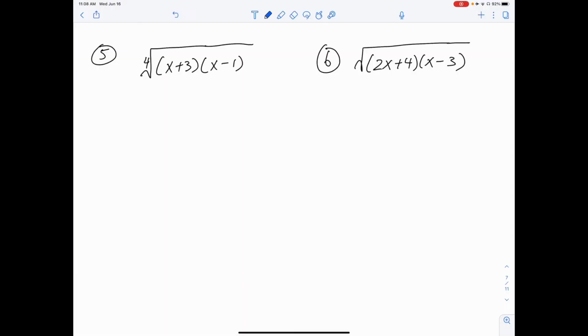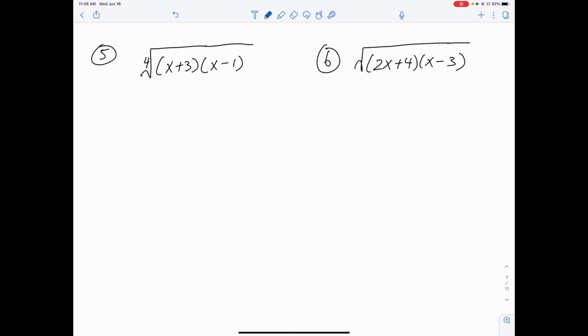So here we see we have quadratics. We have it in factored form. So for example, you might have a question where you do have a quadratic in standard form, right? The ax squared plus bx plus c, and you have to factor it into this format here to figure out, okay, what are the restrictions and how do I find them?